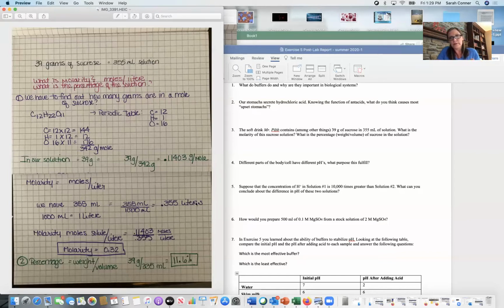In other words, we don't have a full liter. We have a percentage of it. So now we're going to do molarity, which is moles of the solute divided by liters. So our moles of the solute is this number up here. That's how much we have in that Mr. Pibb. That 39 grams is equivalent to 0.11403 grams per mole. And then we have our liters, which we calculated here. So it's 0.355 liters. We divide those and we get our molarity, which in this case is 0.32.